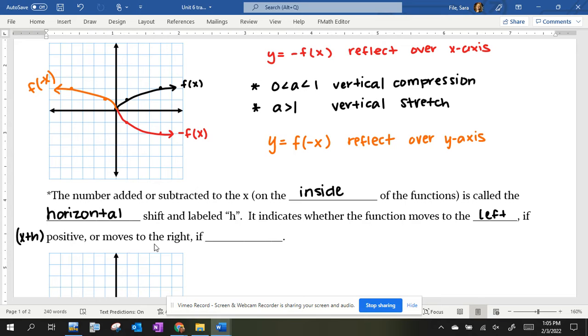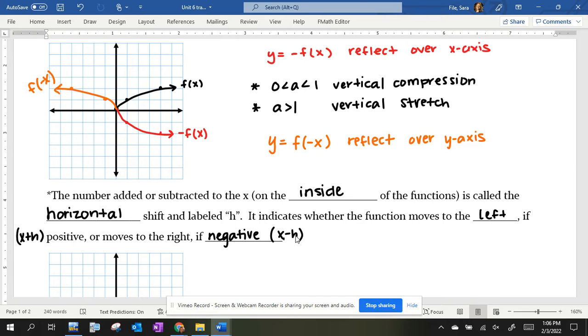Okay, or it will move to the right if it's negative. I mean, if it says x minus h, we wrote on our reference sheet a few days ago. We actually started it last week and finished it a couple days ago. We wrote a lot of the vertex form of equations, and they all have inside the function x minus h. So if there's a minus in there, you're actually moving to the right.